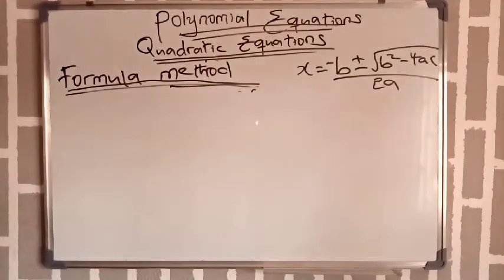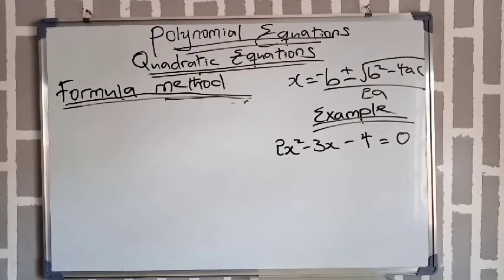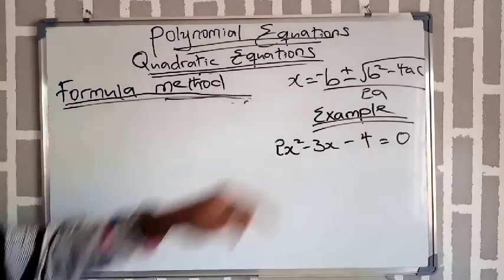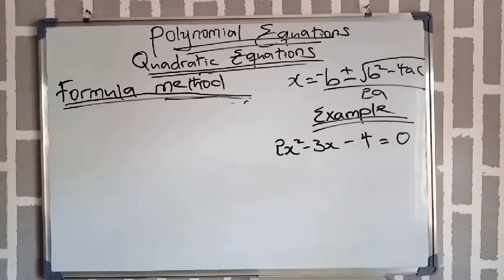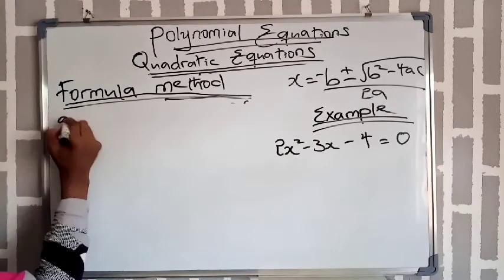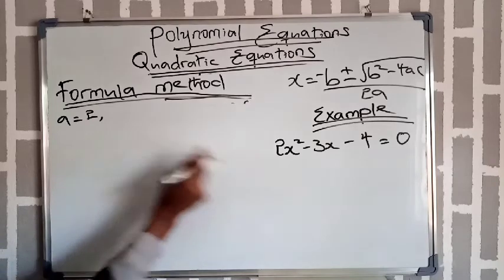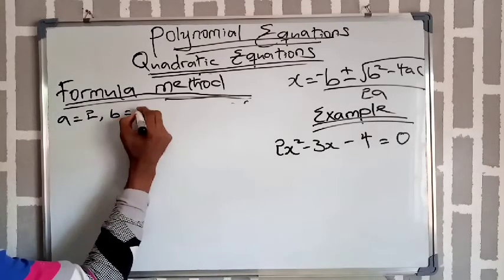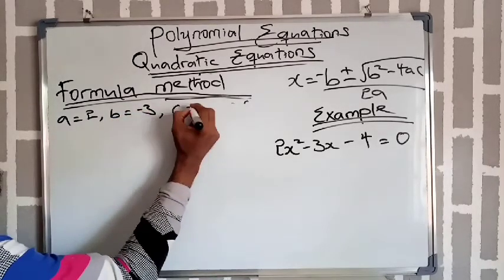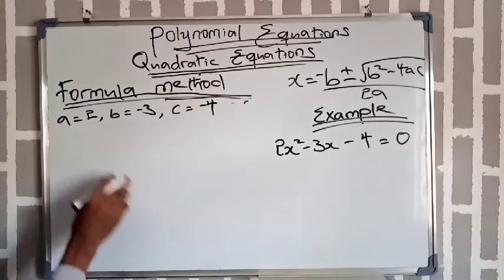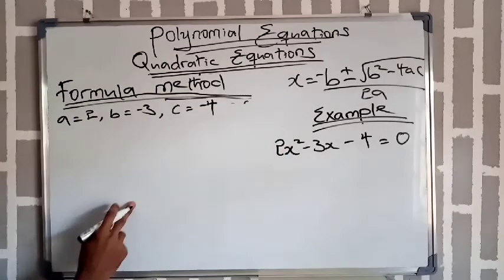So now we're going to apply the formula method in solving this example here. So this is the formula which we're going to apply. So firstly, before you apply the formula method, you have to say a equals 2, which is this, b equals minus 3, and c equals minus 4. So now we'll put these letters into this formula and then we'll get what x is.